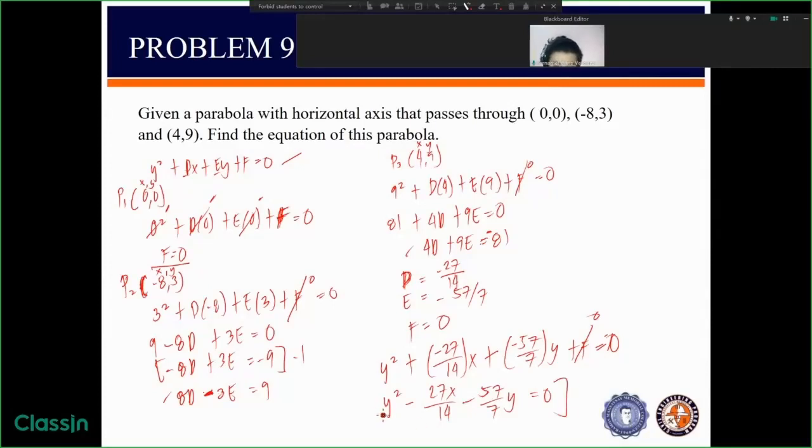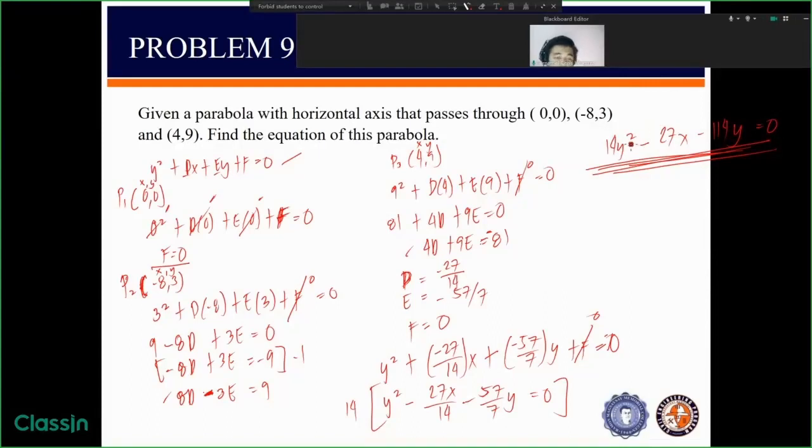Now, to remove the denominators, we can multiply both sides by 14. So, you have 14y squared minus 27x minus 114y equal to 0, since 14 divided by 7 is 2, multiplied by 57 is 114. So, you can have this equation as the equation of this parabola. You can have this equation as the answer to this problem.